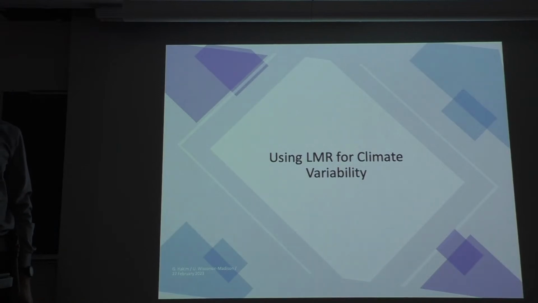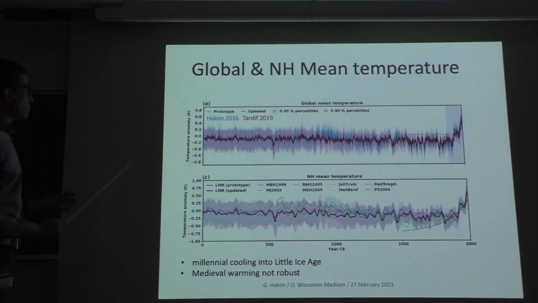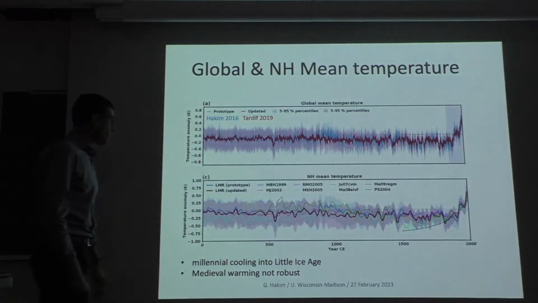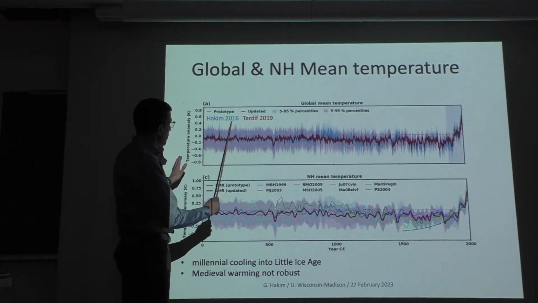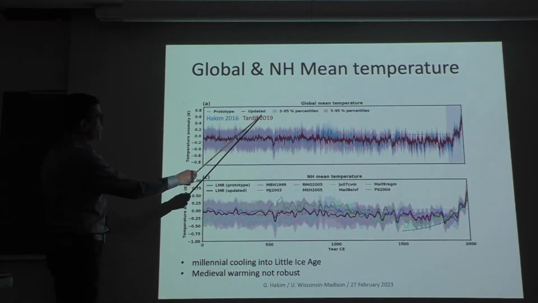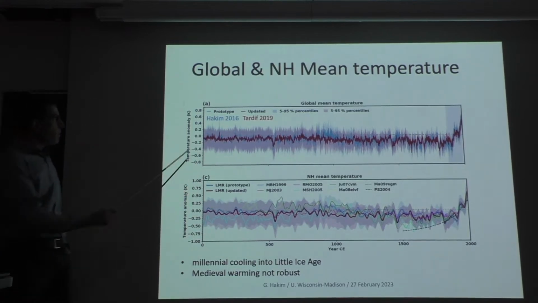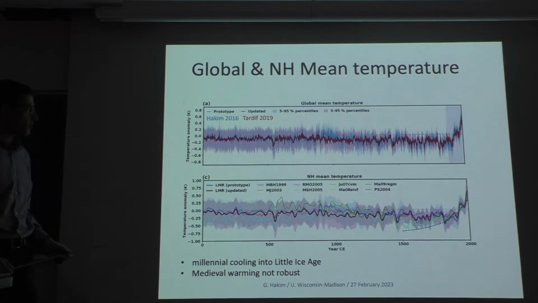Okay, so now let's get to what I think is the exciting part. Let's use this data set for looking at climate variability. So here's what we see for the global mean temperature over the last 2,000 years. There are two curves on here. One was from our initial estimate, and the red one was the update. The main difference being the proxies that participated in the reconstruction.